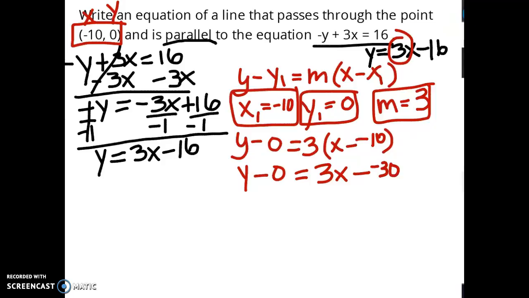Now I'm going to simplify. y minus 0 equals 3x plus 30. How did I get plus 30? The subtraction and the negative is the same thing as adding a positive. Now I'm just going to add 0 to both sides.